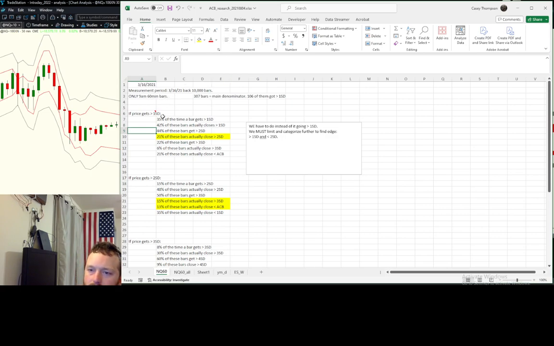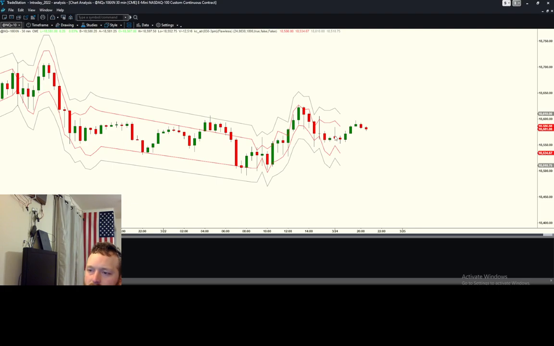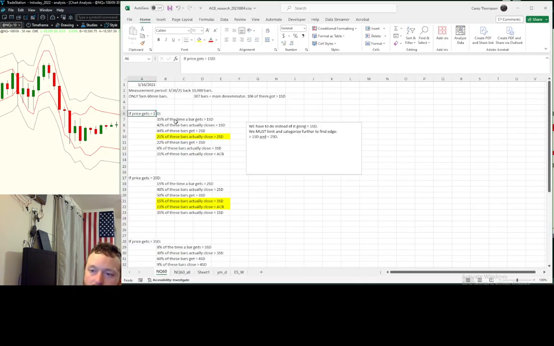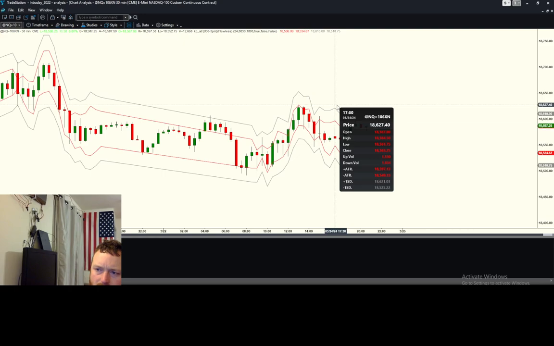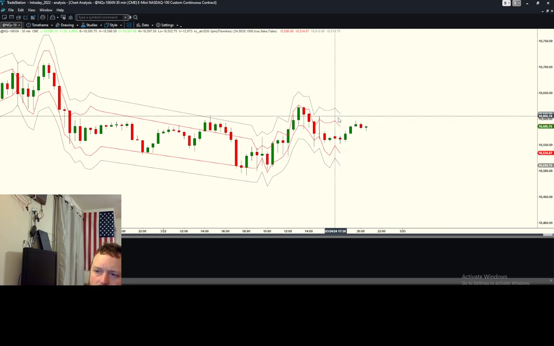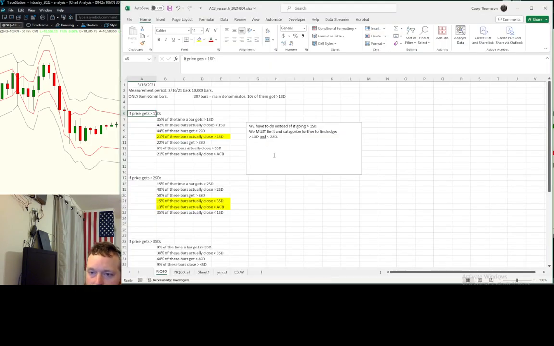So on 9 a.m. 60-minute bars, if price gets to be greater than one standard deviation, that means the bar goes all the way up to the red line, past average, and goes to one standard deviation. Now, what happens? Only 35% of the time, just a third, do they get to be greater than one standard deviation. But only 42% of these bars actually close greater than one standard deviation. So you've got a 60% chance that it comes back within the average. It goes up past one standard deviation, pierces that, and then closes underneath it somewhere. That's 60% likely.